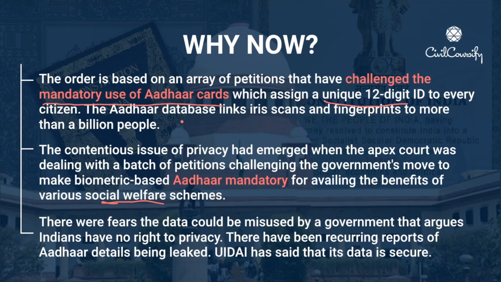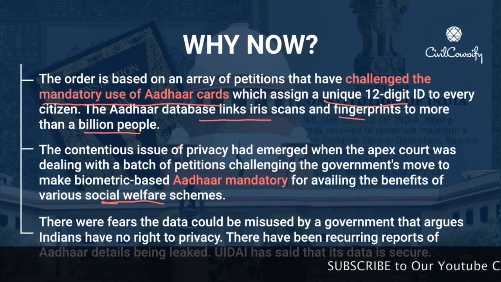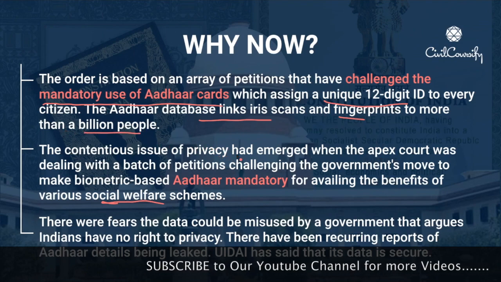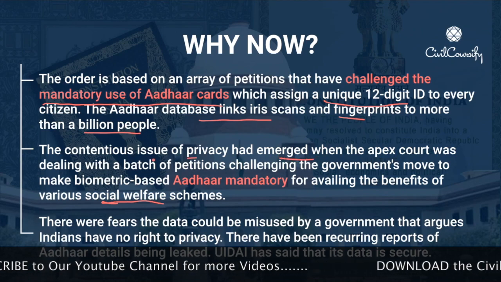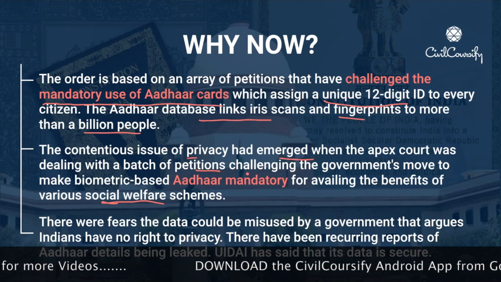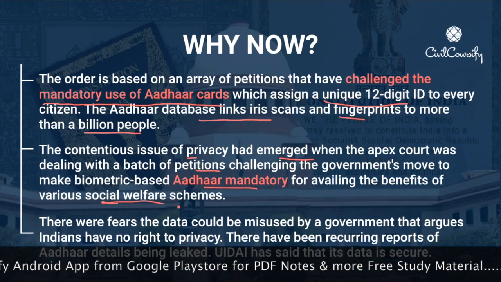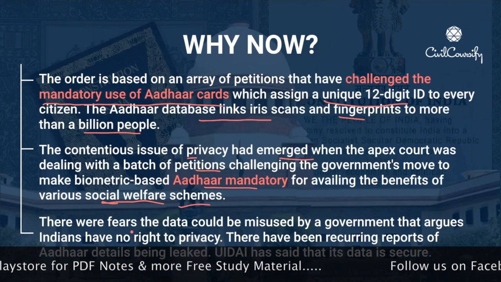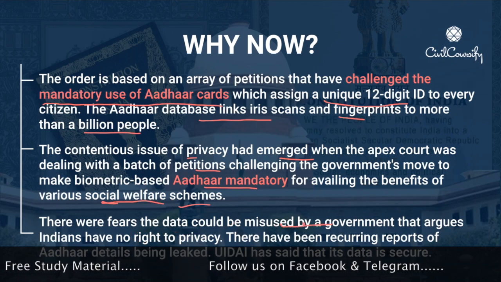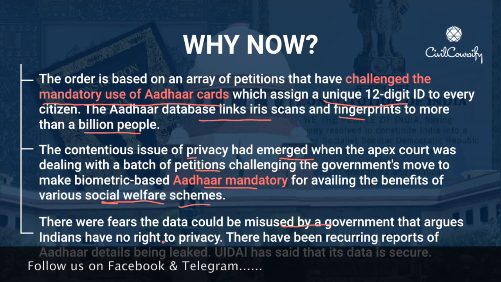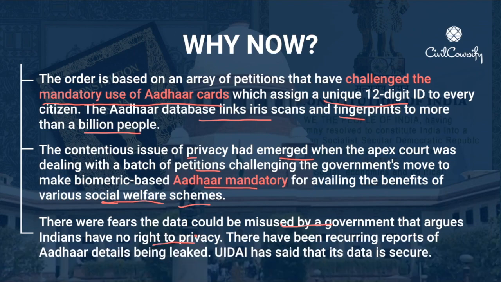Now, the Aadhaar cards, as all of us know, provide a unique 12-digit ID to every citizen. Now, the Aadhaar database links the iris scans and the fingerprints to more than 1 billion people. And the issue of privacy had emerged when the apex court was dealing with a batch of petitions challenging the government's move to make biometric Aadhaar mandatory for availing the benefits of various social welfare schemes. Now, there was a lot of fear that data could be misused by the government and other private agencies as well, and there was no right to privacy as the people had given their data to the government and the government had outsourced it to various private agencies.